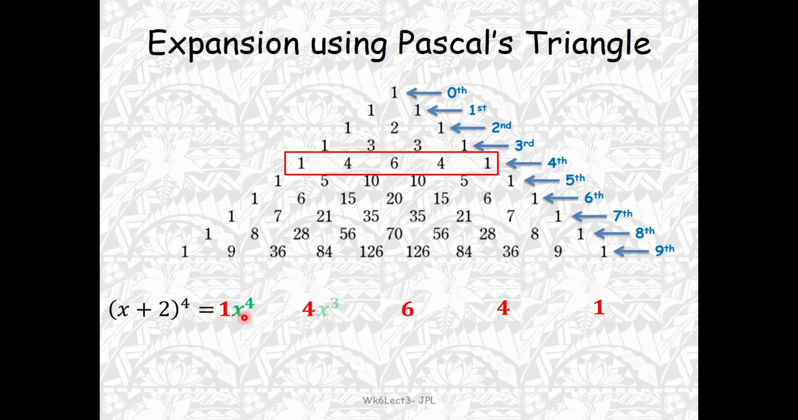So for the first term, you start from positive 4 because of the power, and then decrease the power down to 0. Remember in the previous slide, I showed you the patterns of the powers. Now we are applying that here. Same with the 2 here, the second term, it starts at 0 and increases up to 4, or up to the power.